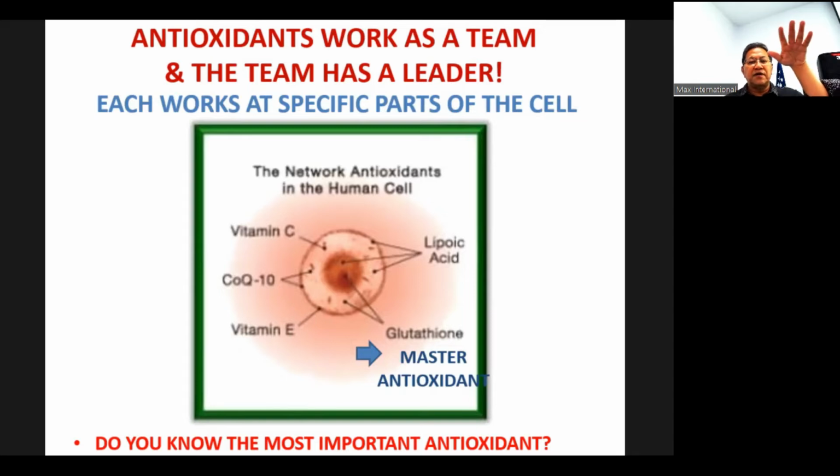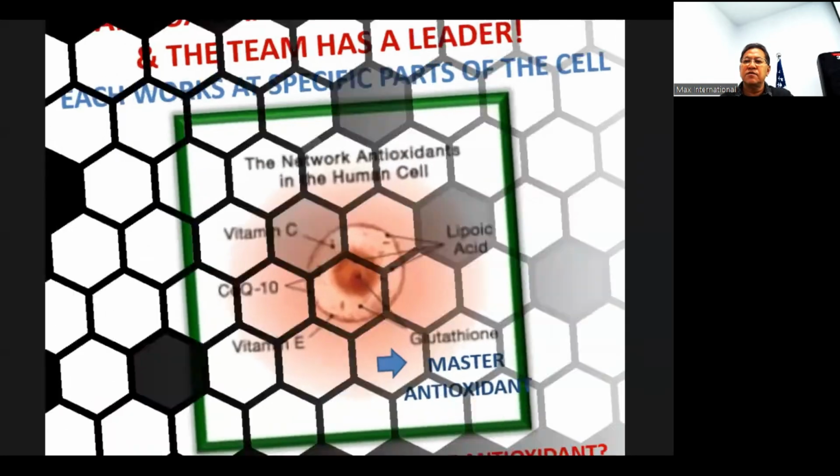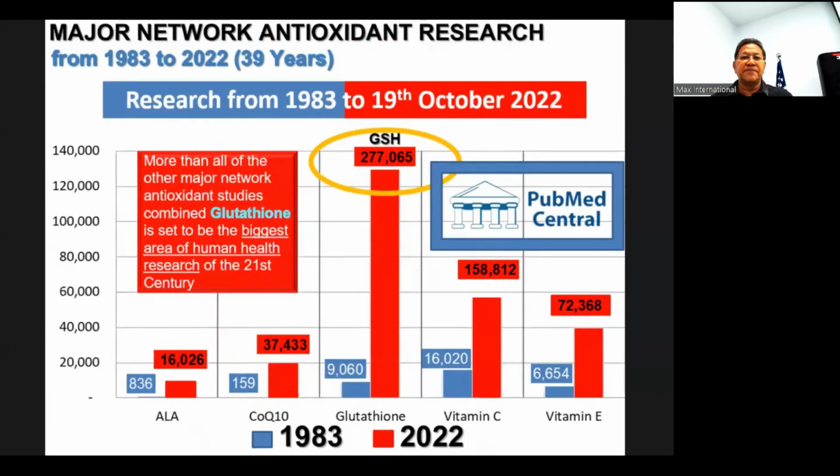And on top of the cascade is glutathione, and there's nobody to rescue the glutathione, but our cell has an enzyme system that can rescue and regenerate the glutathione. And how important is glutathione compared to these other 4 team members? You can look at the amount of research done by the researchers over the last 39 years.